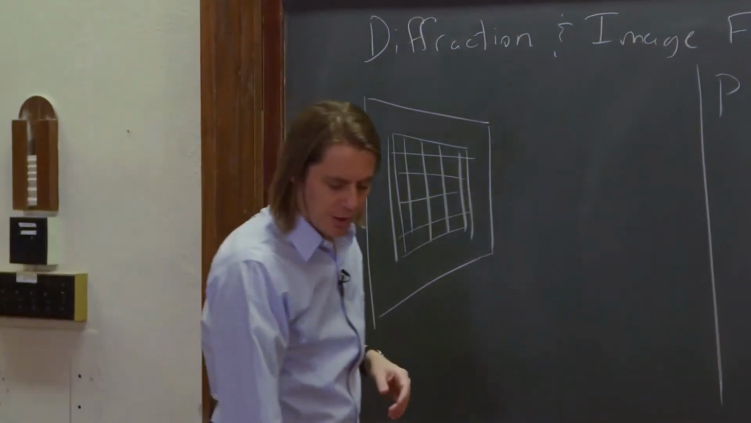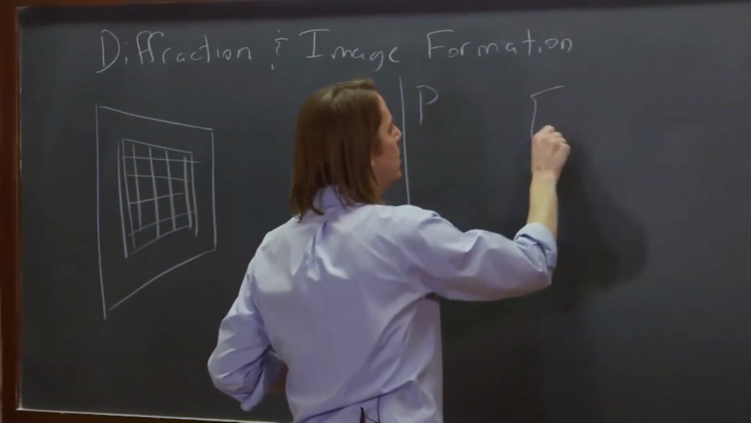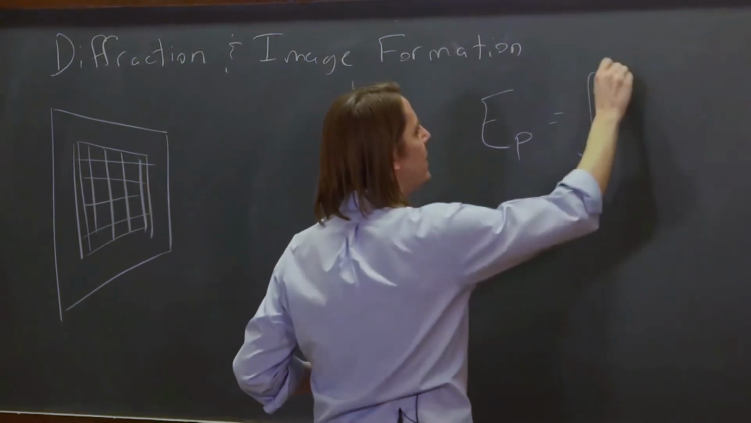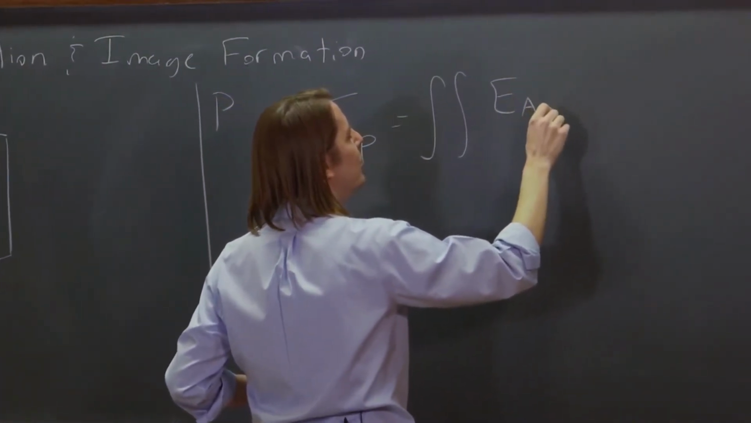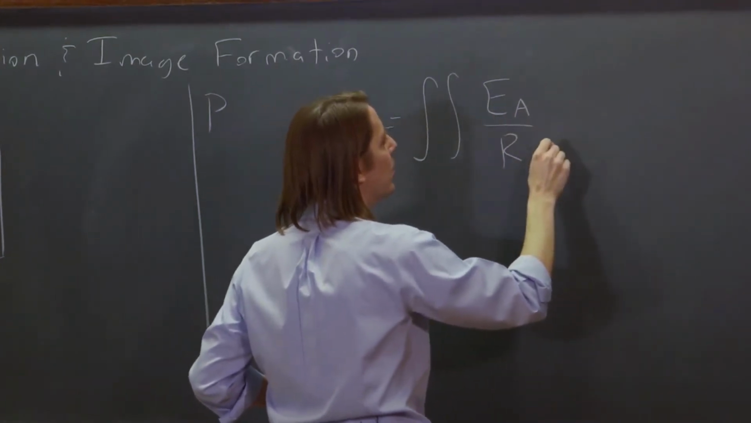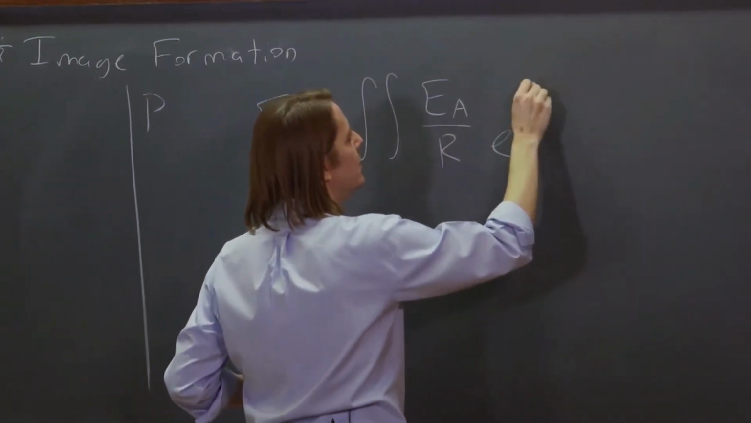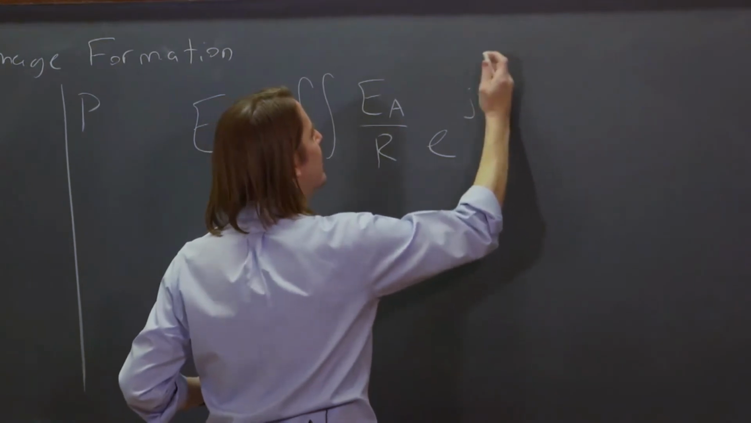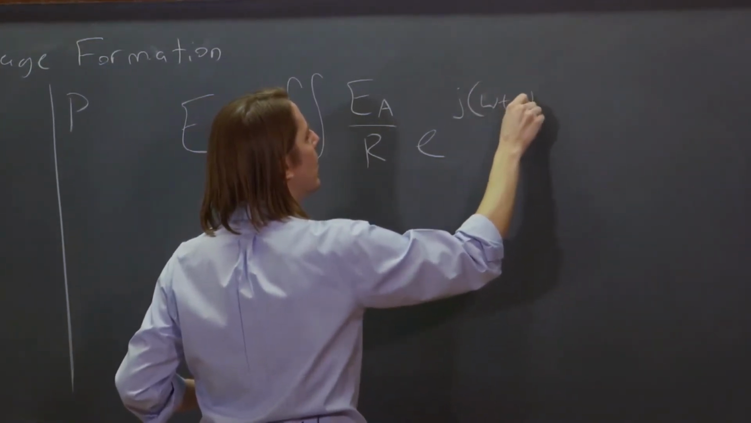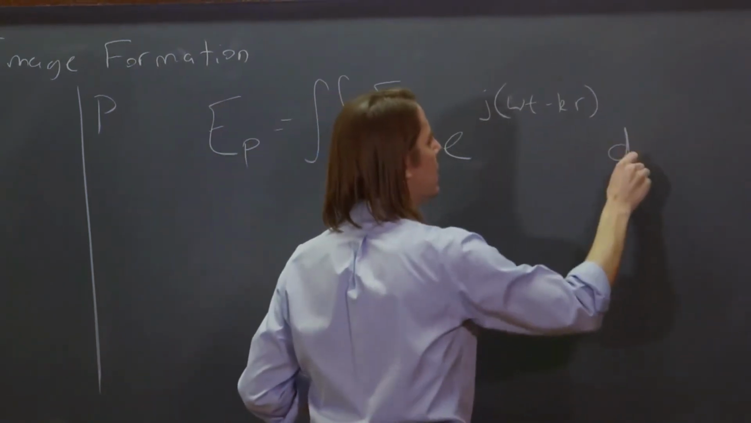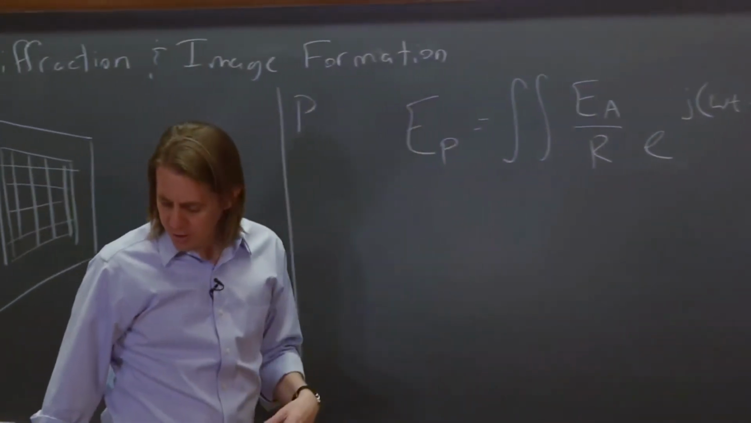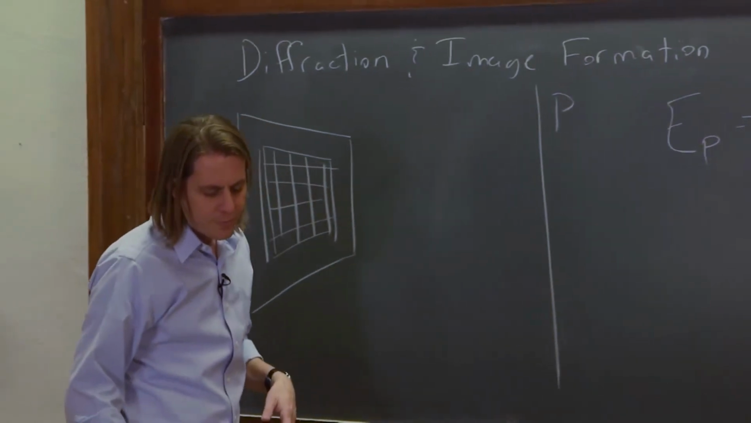And we said, well, E at P was, we had to take an integral, and it was the field amplitude per unit area over R, and it had e^(j(ωt − kR)), and it had a dA. And we went through and did all the steps you have to do to get there.